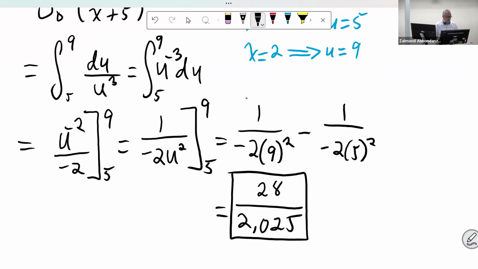U to the -2 is the same thing as 1 over u squared. Laws of exponents. Yeah, it's just another way of writing it. And if I see, for example, 9 to the -2, that's just not as clear in my head as 1 over 9 squared.